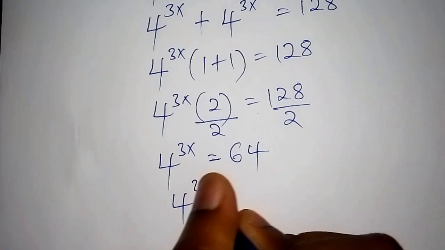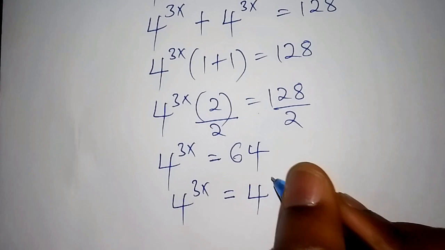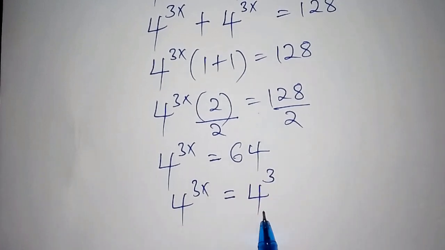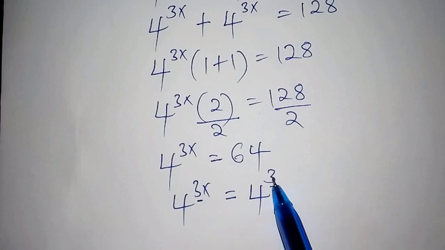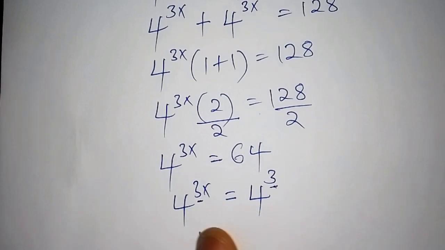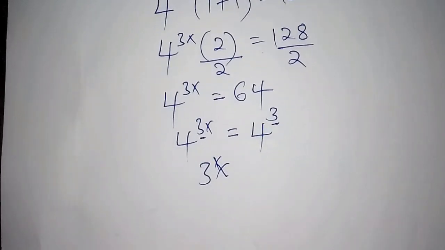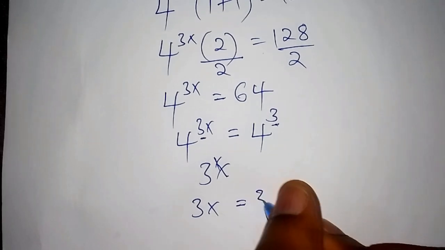So 4 to the power of 3x equals, when you change 64 to the base, 4 to the power of 3. Since we have numbers that have the same base, we shall only pick the indexes. In this case we have 3x, and also 3. So we are not supposed to write 3 to the power of x. We just say that we are going to have 3x equals 3.